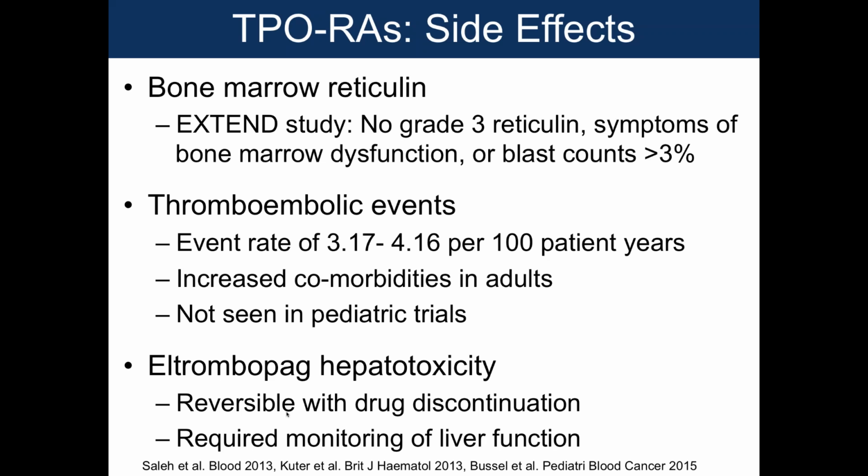There's also concern for thromboembolic events. These were not detected in either of the pediatric trials using romiplostim or eltrombopag, but there is an event rate of about 4 per 100 patient years out of the adult trials. And there's increased comorbidities in adults that we have to appreciate that might be leading to this, because again, they've not been demonstrated in pediatric trials.